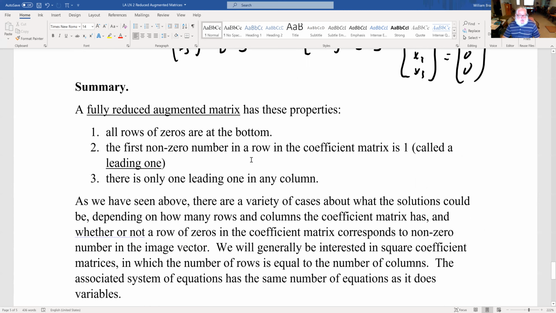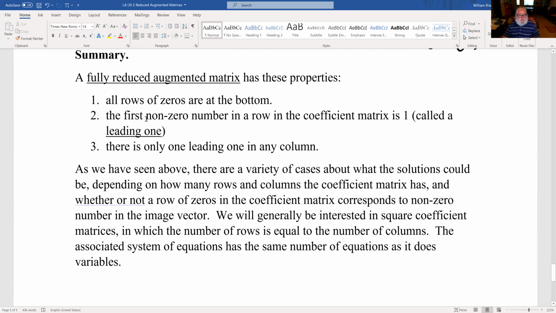So a fully reduced augmented matrix has these properties. All rows of zeros are at the bottom, because you can move rows. The first non-zero number in a row in the coefficient matrix is 1, called the leading one, and there's only one leading one in any column, and I forgot the fourth one. Every column has at least one non-zero number, right?